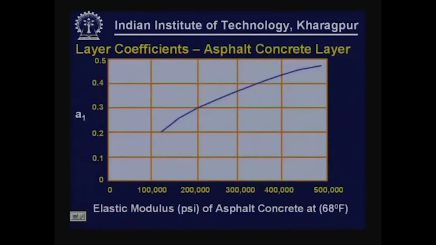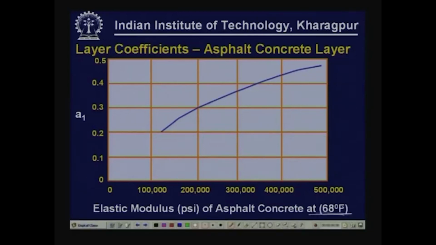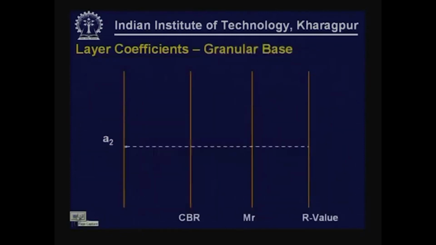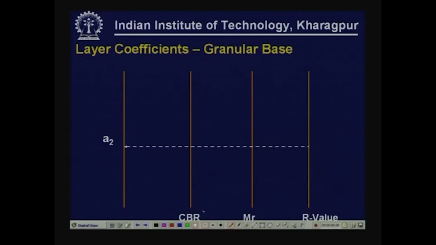For example, if you are trying to select layer coefficient for the asphalt concrete layer, if you know the modulus value of asphalt concrete at 68 degrees Fahrenheit temperature, we can select the corresponding layer coefficient for this. So, what we need to know is elastic modulus value at 68 degrees Fahrenheit temperature. Similarly, for A2, if we know any of these parameters for granular base, that is CBR, resilient modulus value, or another parameter that is known as R value, or any other parameter, we can estimate the corresponding coefficient. For a given CBR value, we can find out what is A2. For a given MR value, what is A2. So, the material has to be tested first for either MR or CBR or other parameters using which you can estimate A2.